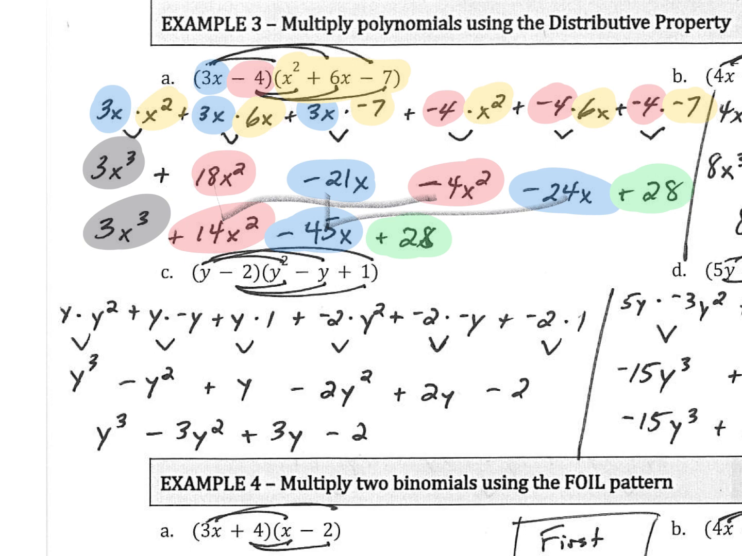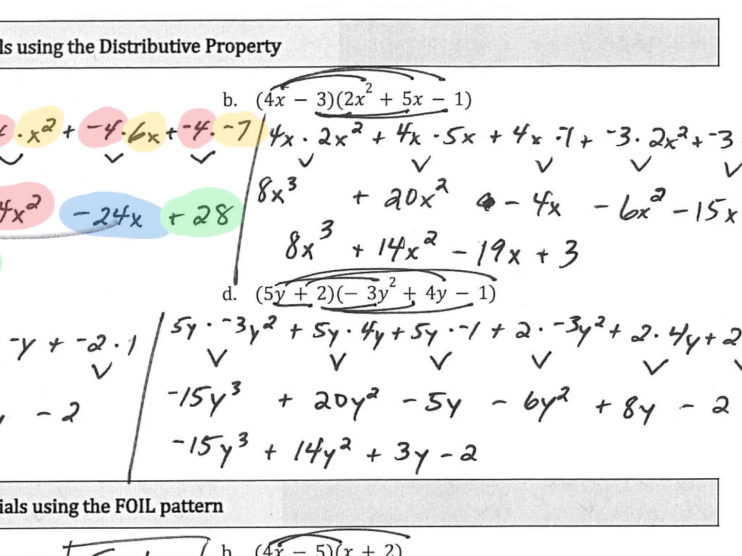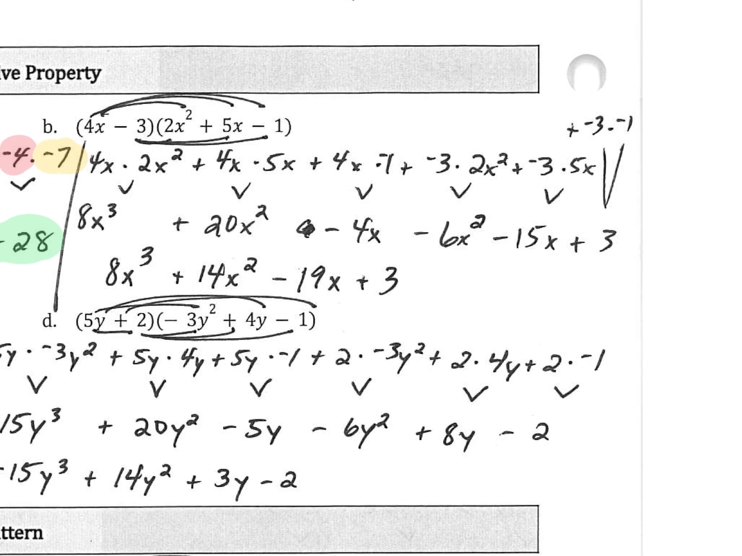Okay, let's take a look at another example. Example B. 4x minus 3 times 2x squared plus 5x minus 1. There's a lot of numbers going on here, so let's pick apart how to show our work. First, we have this 4x that we need to multiply with 3 terms in the other set of parentheses. So we need to multiply it with 2x squared, 5x, and negative 1.